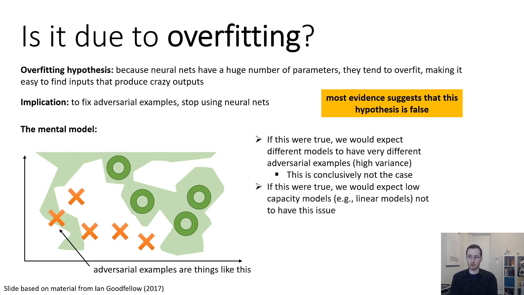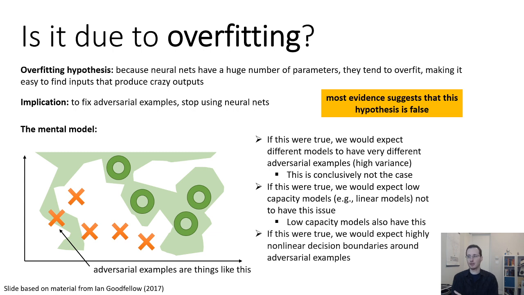Okay, another point. If this were true, we would expect low-capacity models, like linear models, not to have this issue. And again, this seems to not be the case. Low-capacity models also have adversarial examples. And lastly, if this were true, we would expect highly nonlinear decision boundaries around adversarial examples. So if the decision boundaries really looked bizarre like this, we ought to be able to construct some visualization and see that. And generally we can't. And I'll talk about that in a second.